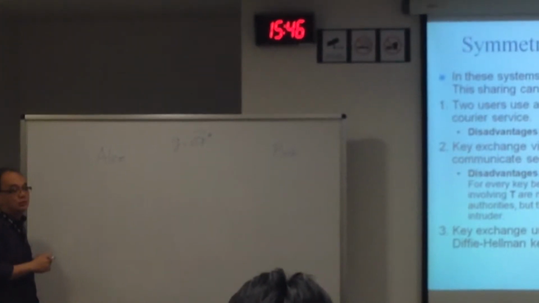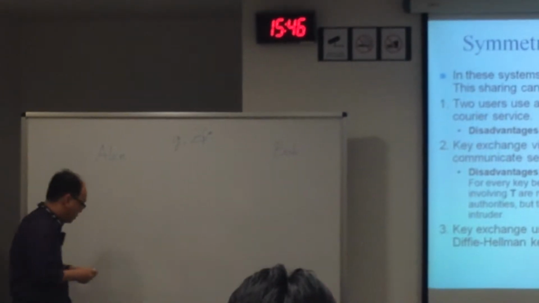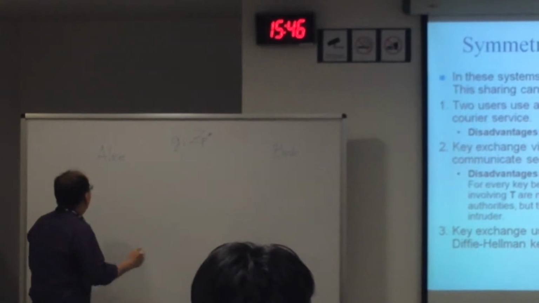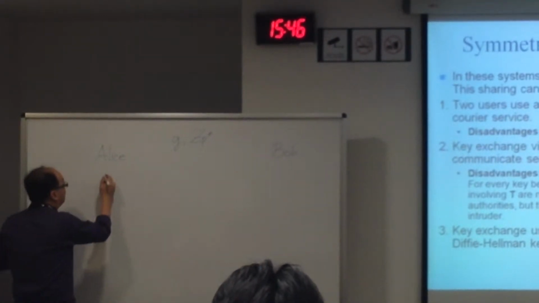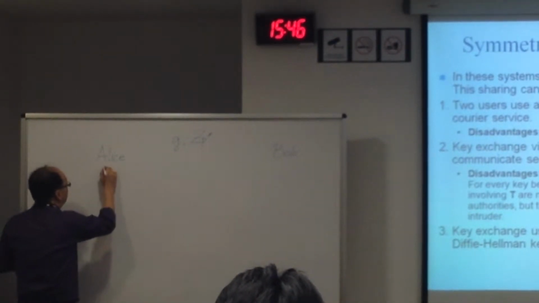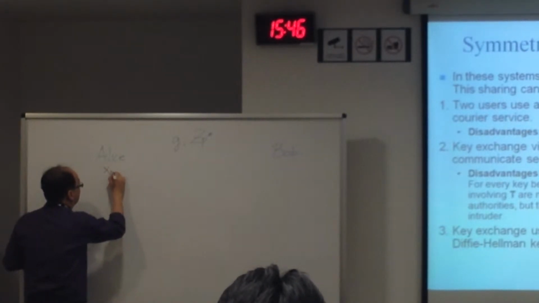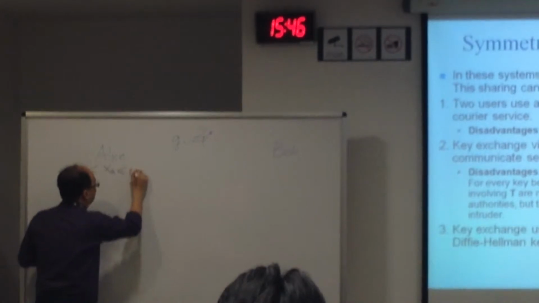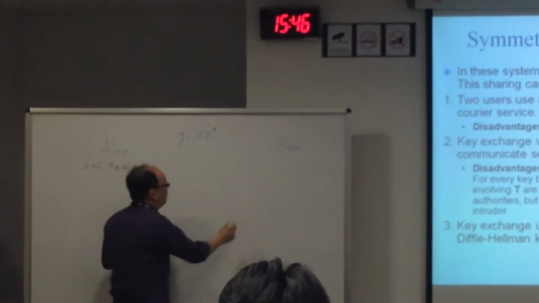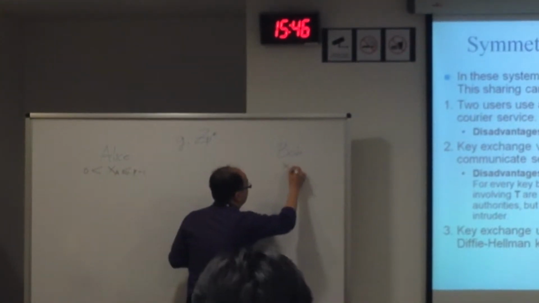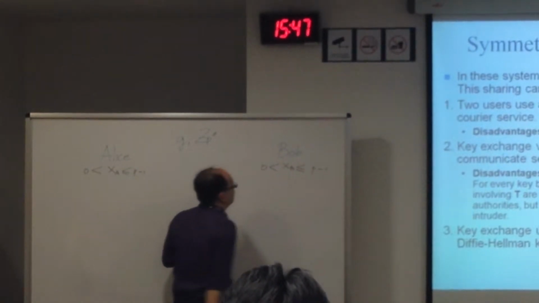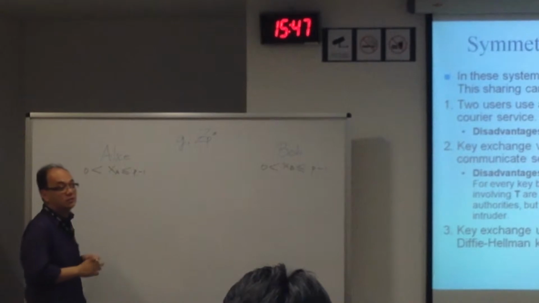General g is published. And then what next? What can be done next is Alice will select a number, which I call xA, between 0 and p minus 1. And then Bob will select a number xB, which is between 0 and p minus 1. Okay, so that's a random number.